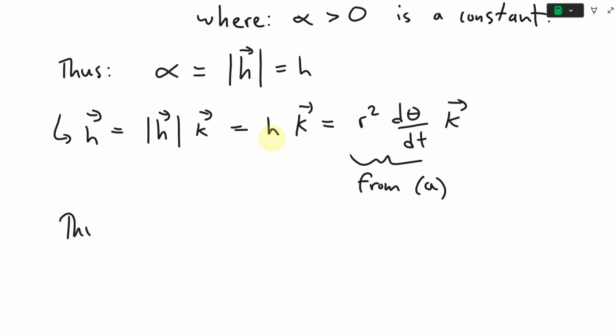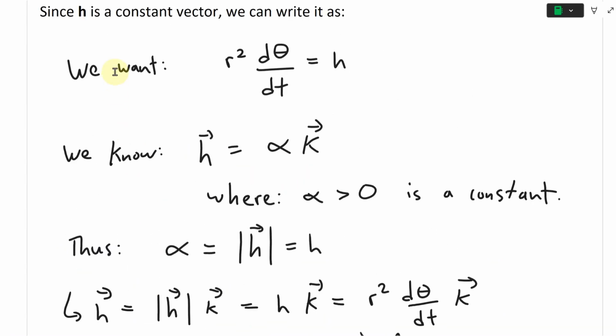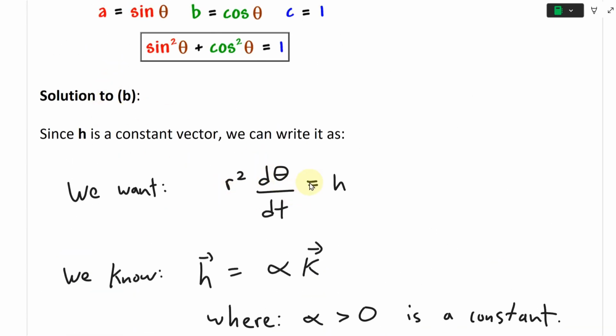So we'll have h, the magnitude of the h vector, is equal to r squared d theta over dt, and it's just a constant. And basically this solves part B there. So this is what we wanted, and that's what we got.